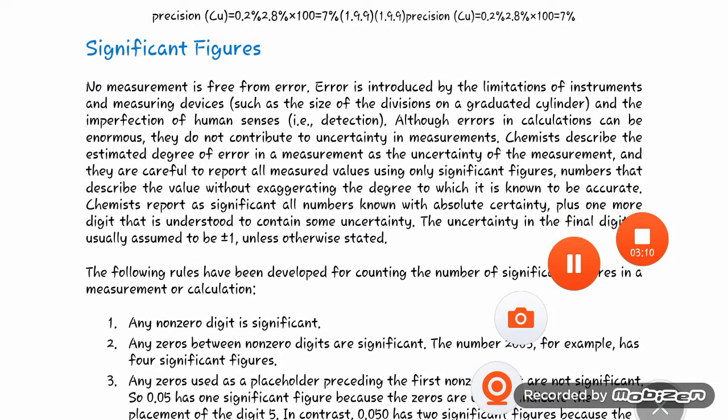Next is the significant figure. No measurement is free from error. Error is introduced by the limitations of instruments and measuring devices, such as the size of the divisions on a graduated cylinder, and the imperfection of human senses. Chemists describe the estimated degree of error in a measurement as the uncertainty of the measurement, and they are careful to report all measured values using only significant figures that describe the value without exaggerating the degree to which it is known to be accurate.